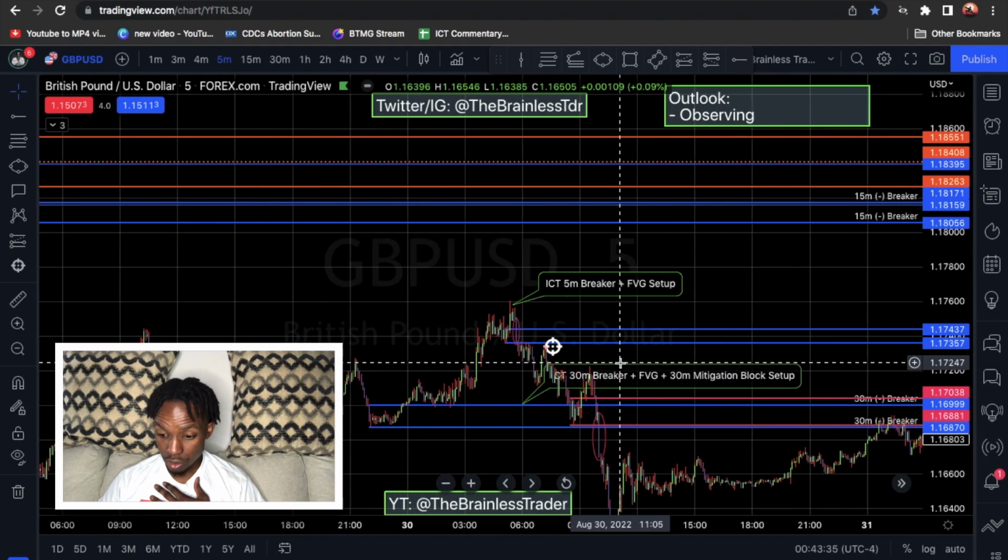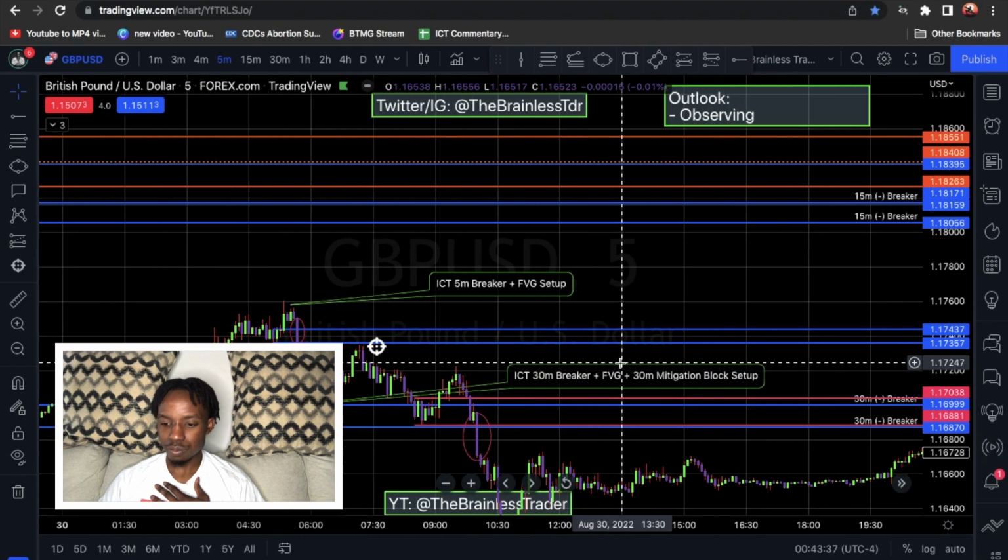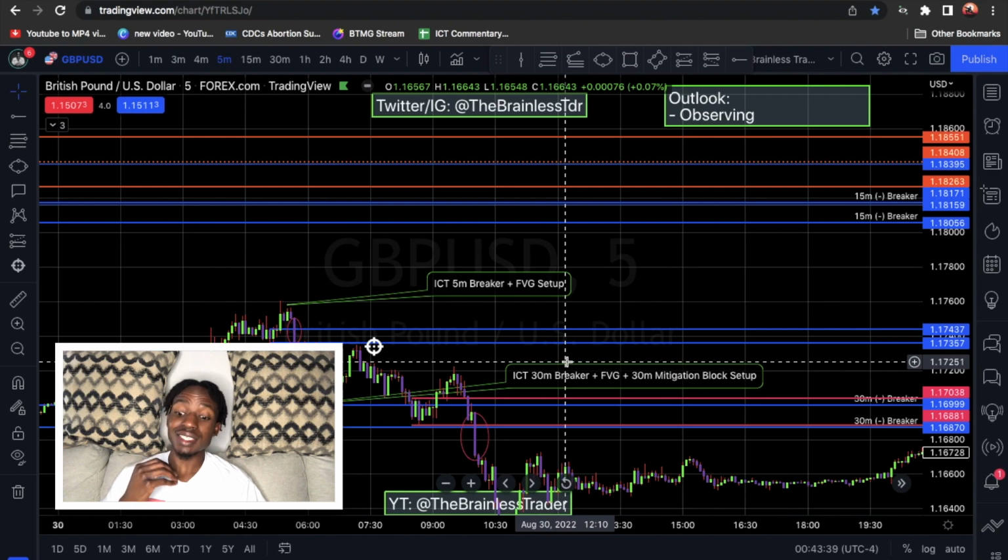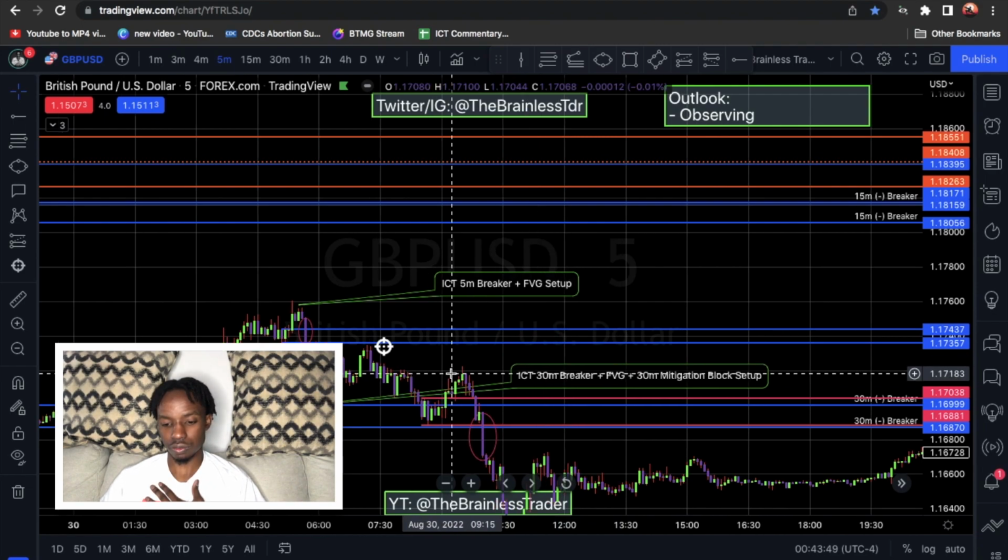We have two setups here back to back. We have an ICT 5-minute breaker with the fair value gap setup, and then we have an ICT 30-minute breaker with the fair value gap with the 30-minute mitigation block. So boom, let's hit both of those, right?